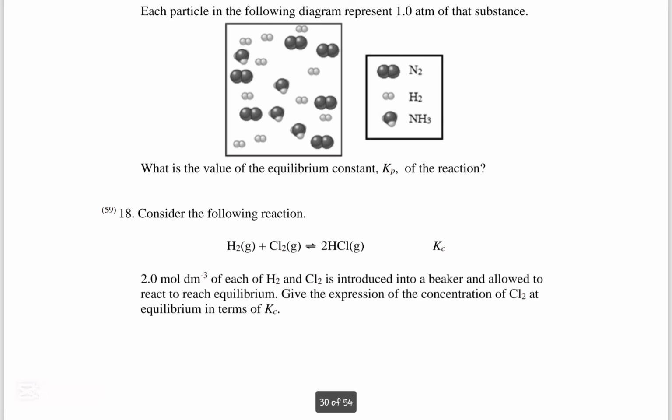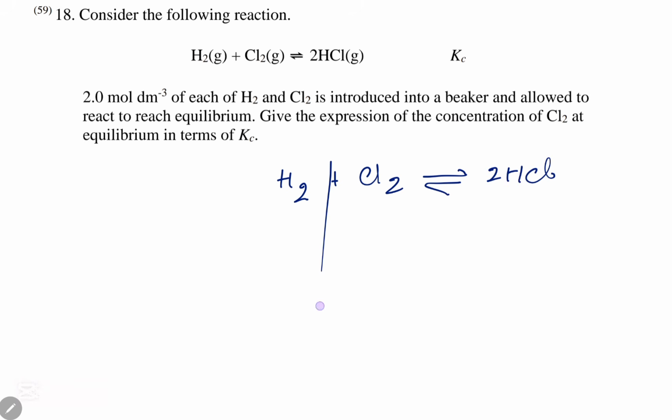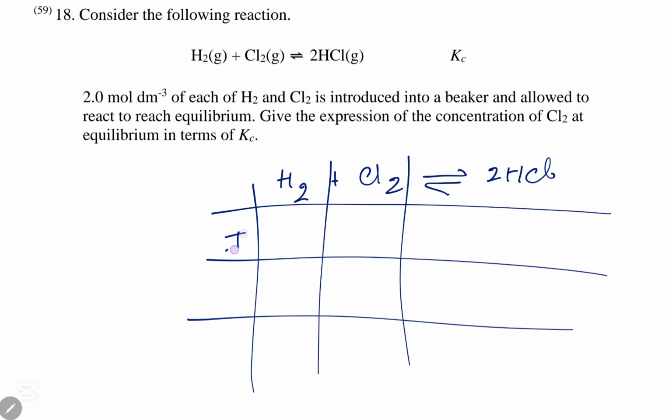So let's do 18. What does it say? We have H2 gas plus Cl2 gas in equilibrium gives me 2HCl, 2 mole per decimeter cubed. Let's separate them into the ICE table. 2 mole per decimeter cubed of each H2 and Cl2 is introduced into the beaker, so 2.0 and 2.0. For HCl it's 0, right? So what happens?